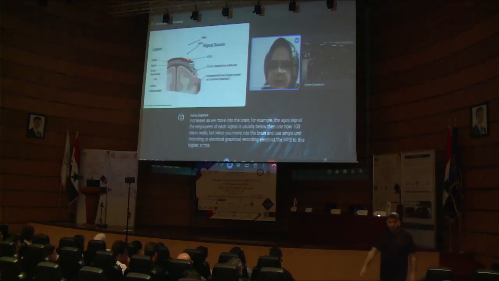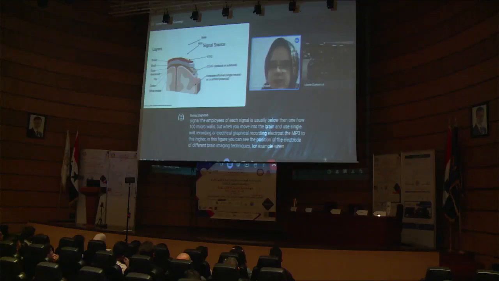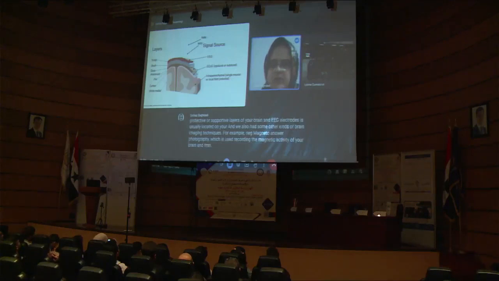In this figure, you can see the position of the electrodes of different brain imaging techniques. For example, when you use single neuron recording, you can put the electrodes into the gray matter, but electrocorticography electrodes are put on the protective or supportive layers of your brain, and EEG electrodes are usually located on your scalp. We also have other kinds of brain imaging techniques, for example MEG, magnetoencephalography, which is used for recording the magnetic activity of your brain, and fMRI, which is used for recording blood oxygenation levels when your brain is activated. It requires blood glucose and blood oxygen, and using fMRI, you can record such metabolism of your brain activities.